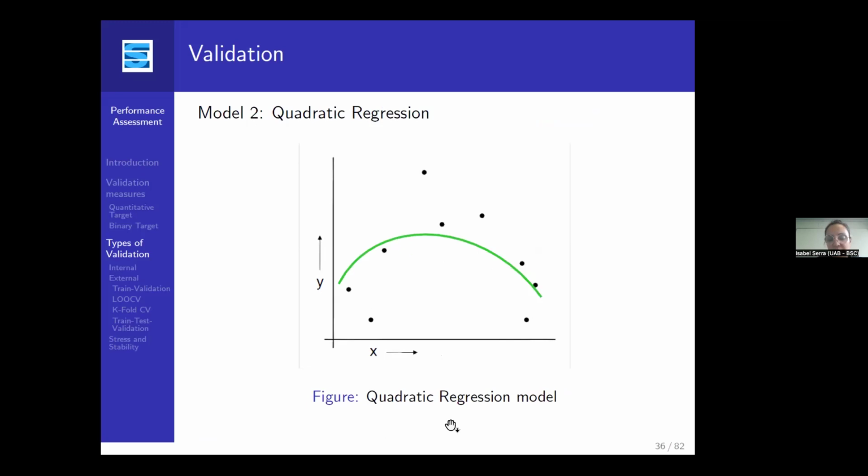Let me show another example of a model, quadratic regression, because someone says, okay, I'm going to consider x and x squared, two variables, x and x squared.